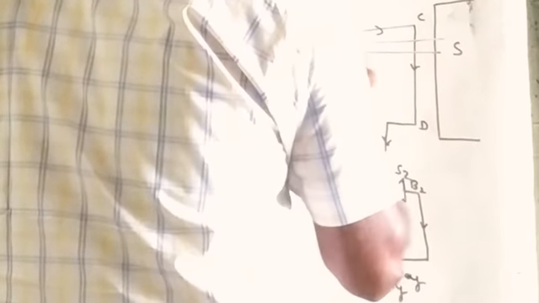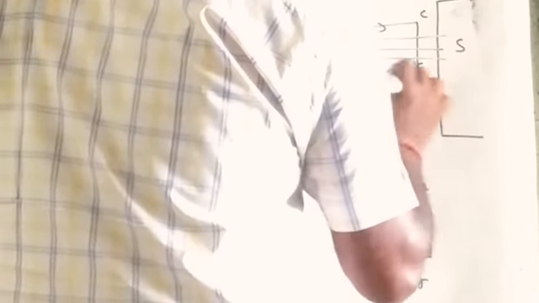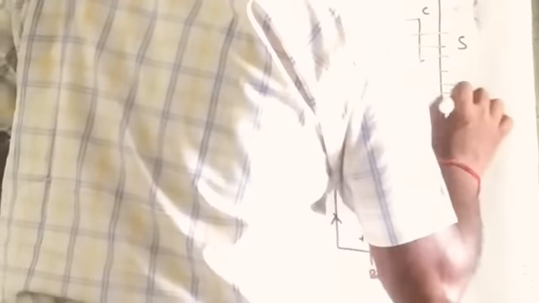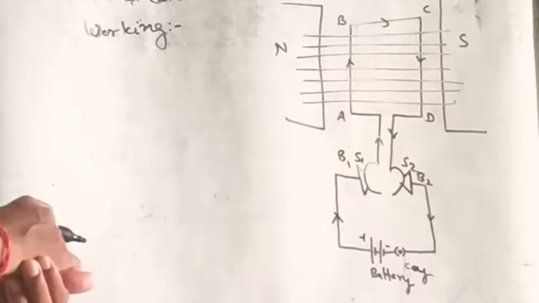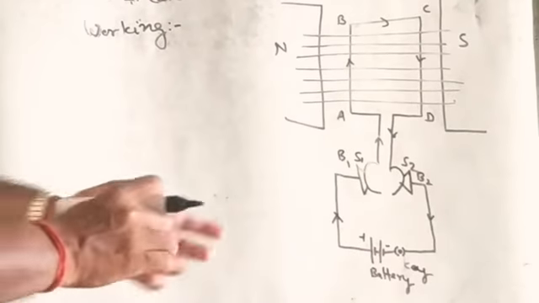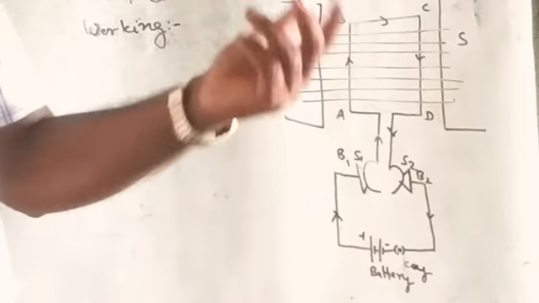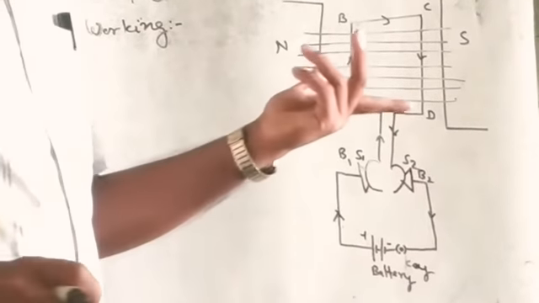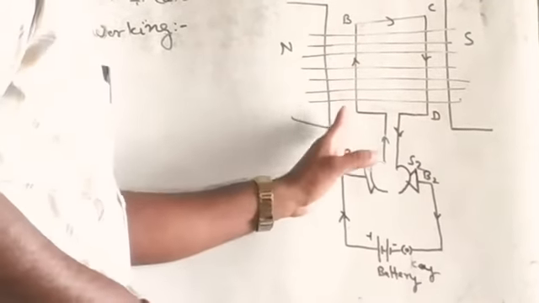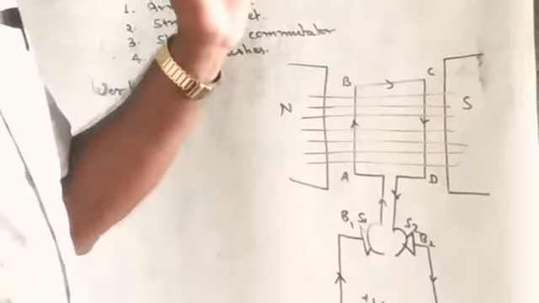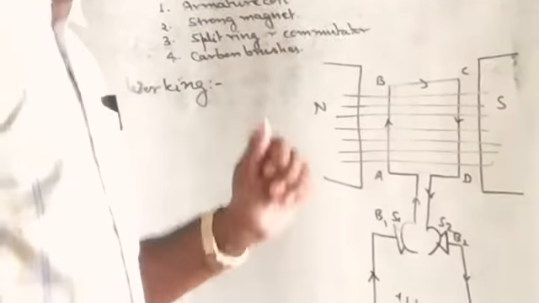All of you know that in a permanent magnet, the magnetic field passes from north pole to south pole. This is the direction of the magnetic field due to the permanent magnet. When electric current passes through armature coil ABCD, then magnetic field is also produced. It behaves like an electromagnet.